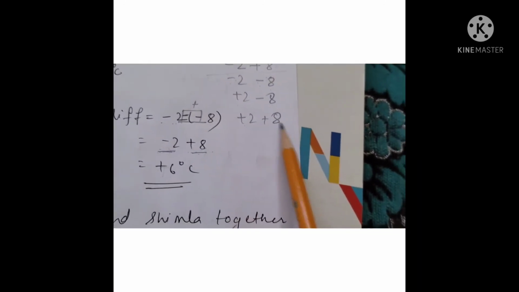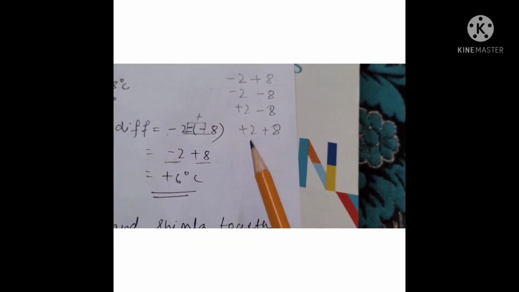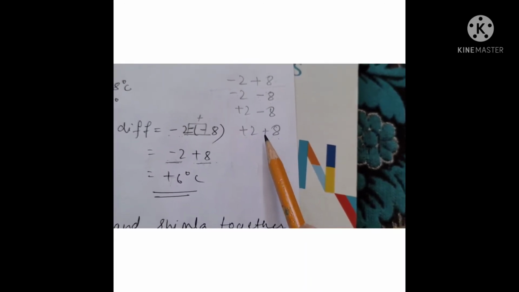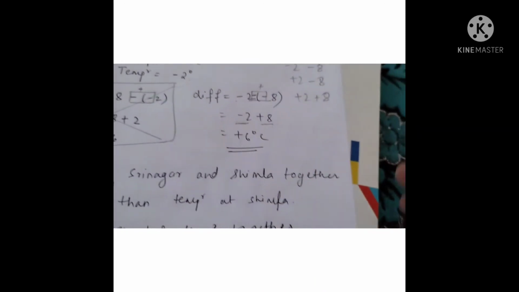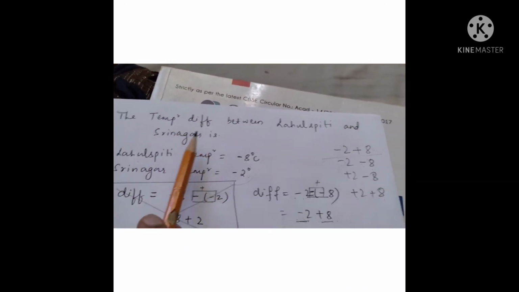Now both of them are positive in this case, so same signs you need to add. So 8 and 2, when you add, you will get 10. The greater number is 8. The sign of 8 is positive, so the answer will also be positive. Moving on to this. So -2 + 8 is +6 degrees centigrade. So we found out the temperature difference between Lahaul Spiti and Srinagar.